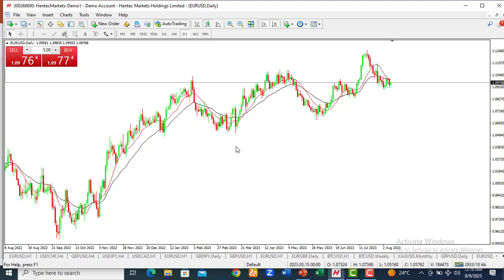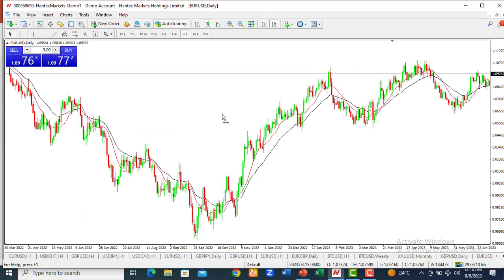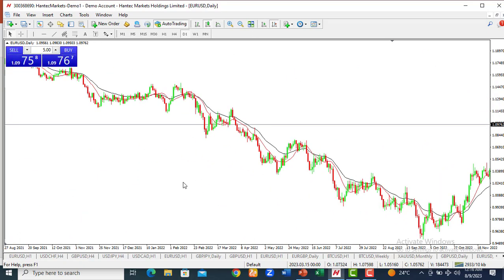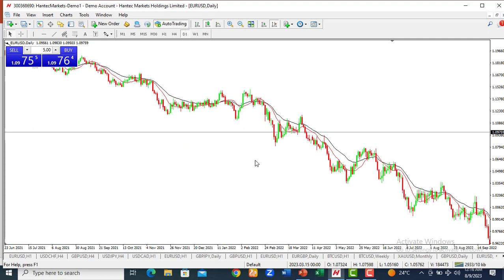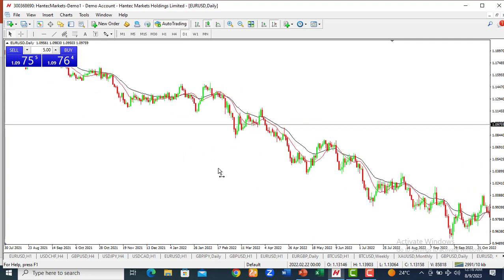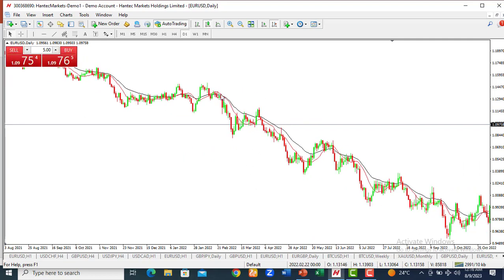Now, this is what I'm trying to say. And you must always wait for candlestick confirmation. You must always look out for candlestick confirmation before entering the market, either for a buy or for a sell. Now, wherever these moving averages cross, you can see here the red one crossed the black one, or the black one crossed the red one, facing downward. You can see the two moving averages moving apart.